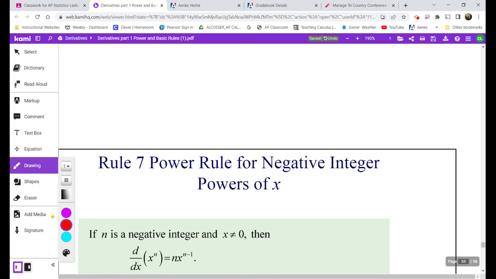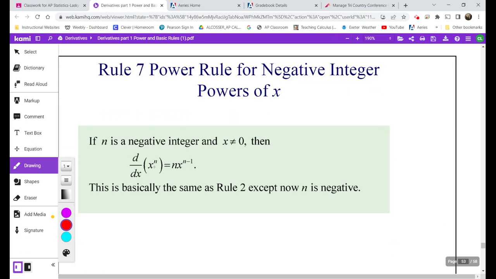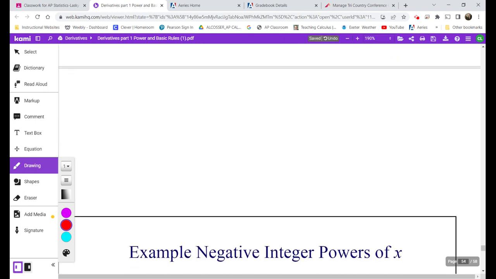On top of that, we talked about the negative integer ones, bringing the negative up. I realized after I put this one in there, it talks about rule 7 and stuff. So we're going to ditch that idea. It's just not that big of a deal.